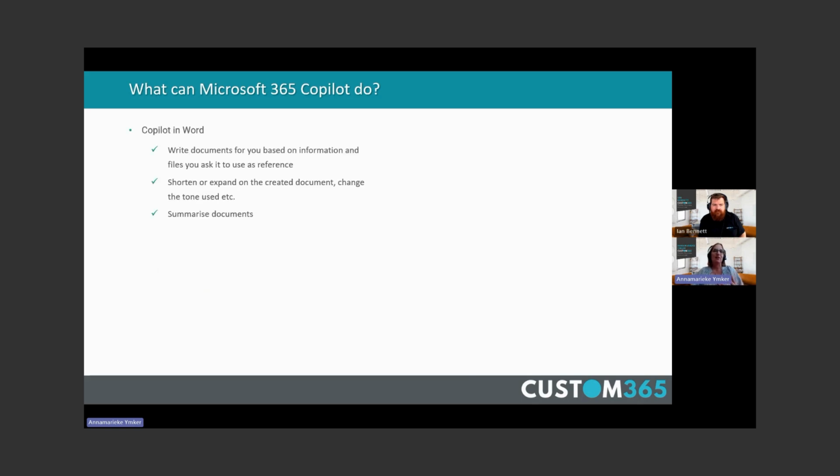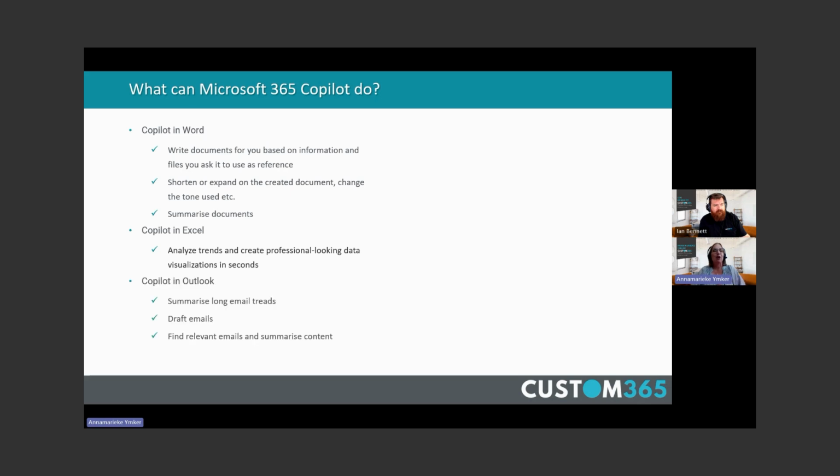So here's a little bit of a summary. In that other webinar that I talked about, we go into this in a bit more detail, but just to give you a summary, Copilot can do things like write documents for you based on information and files that you ask it to use as a reference. So you can ask it to go and find files and then summarize key information within those files. It can shorten or expand the content in a document, summarize documents. In Excel, we can ask it to analyze trends and create professional looking data visualizations. In Copilot, we can ask it to summarize long email threads.